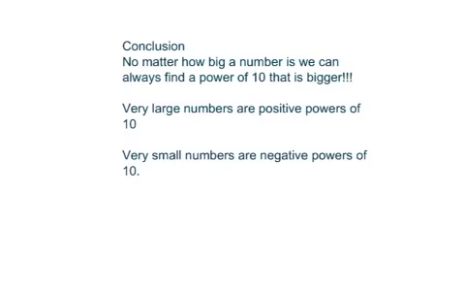Okay, so just to wrap everything up, no matter how big a number is, we can always find a power of 10 that is bigger. Also, very large numbers are always the positive powers of 10. They always have positive powers of 10. Very small numbers are negative powers of 10. So even though the small numbers are greater than 0, they're positive numbers, they still have negative powers of 10. And we're going to talk all about this in the future. I just wanted to give you a heads up.